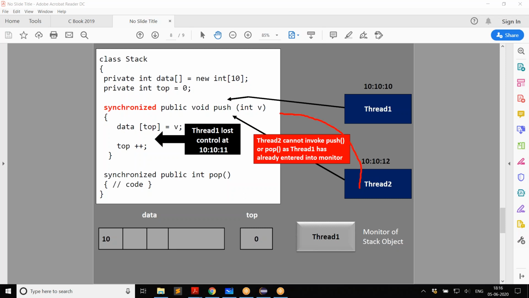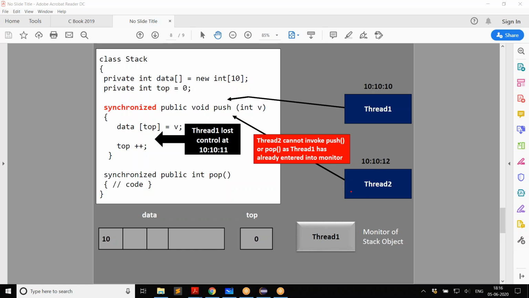Now thread 2 is trying to enter into the push method. Again, thread 2 is unaware of developments in thread 1. Innocently, thread 2 is trying to enter into push. But thread 2 cannot enter into push because it is invoking a synchronized method. A synchronized method is the one that cannot be invoked unless the thread enters into the monitor. But now the monitor is not empty. The monitor is associated with thread 1. Until thread 1 leaves the monitor, no other thread can enter into this.